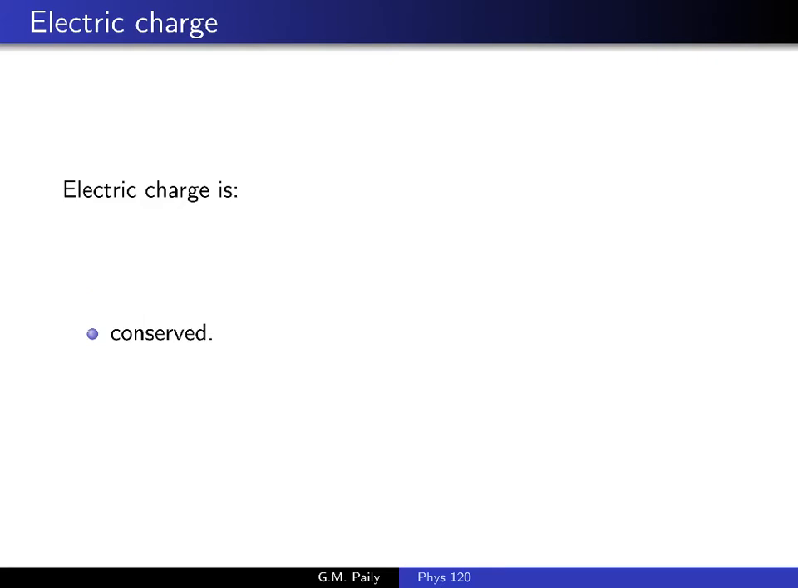Electric charge is conserved. This means that if you have a closed system, the total amount of charge in that system always stays the same. This also means that if you bring some positive charge into being, then you must also bring an equal amount of negative charge into being. You cannot create charge from nothing. The total charge must always stay the same.